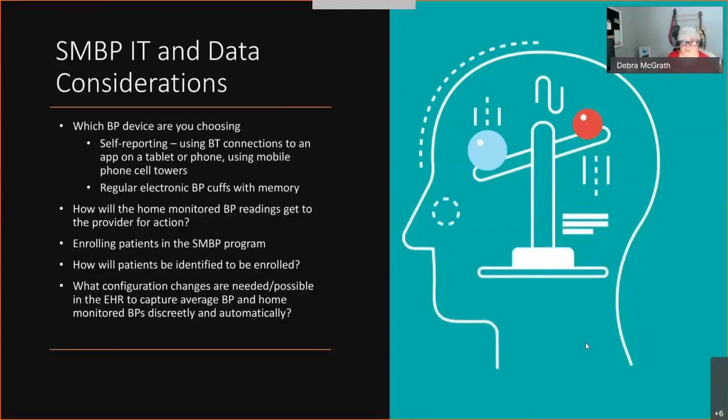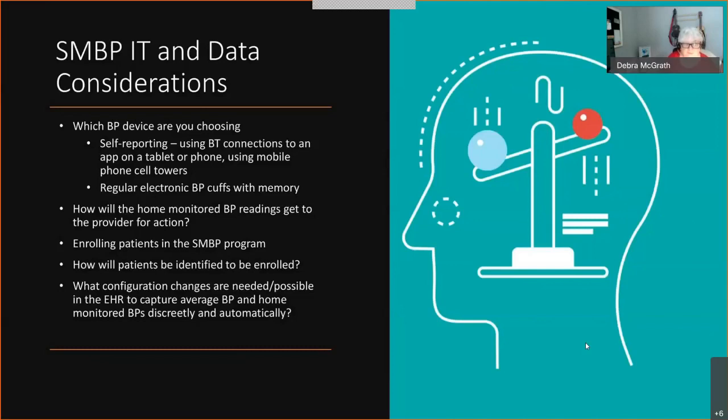So as many of you said that you were getting ready to do SMBP or to implement SMBP, I want to caution you or ask you to think about some of the things that you should be considering as you're entering into this. So using self-reporting devices or Bluetooth enabled devices, that is the program that we're implementing. All of the devices that we are deploying are Bluetooth enabled, and there's also the ability to use mobile cell phone towers for some devices, and I'll talk about that in a minute.